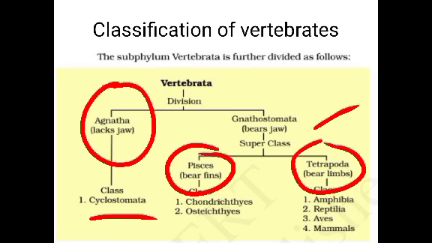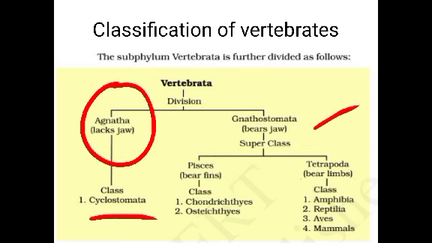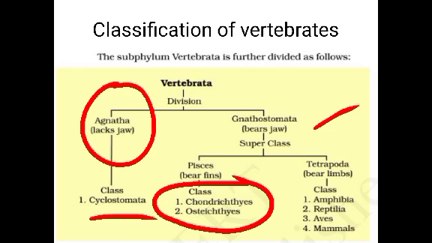So fins are their locomotory organ. They come under the superclass Pisces. And if the limbs are their locomotory organ, they come under the Tetrapoda. The superclass Pisces includes the classes Chondrichthyes and Osteichthyes. And the classes which come under the superclass Tetrapoda are Amphibia, Reptilia, Aves and Mammals. About these we can see one by one.